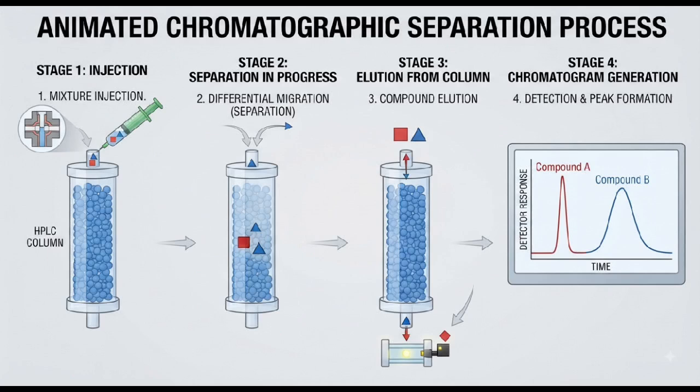Basic principle of HPLC. The basic principle of HPLC is separation. A sample containing different chemical components is injected into a flowing mobile phase. The mobile phase carries the sample through a stationary phase packed inside the HPLC column. Because different compounds interact differently with the stationary phase and mobile phase, they travel through the column at different rates and are separated.